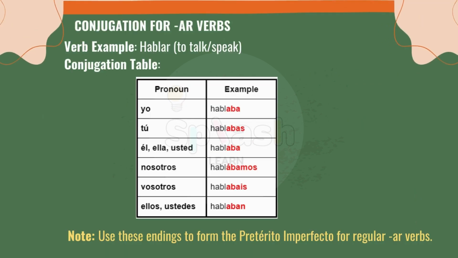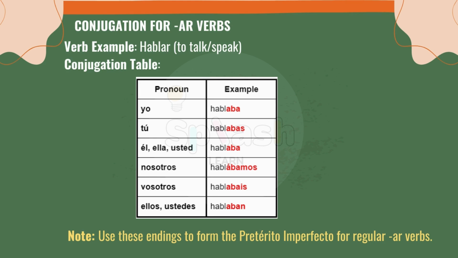Now, let's learn how to conjugate verbs in the Pretérito Imperfecto. This tense is used to describe actions that were ongoing, habitual, or not completed in the past. We will look at three types of verbs: -ar, -er, and -ir verbs. Let's start with -ar verbs. We'll use hablar, which means to talk or to speak, as our example.